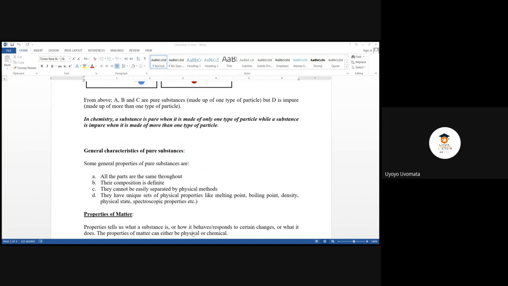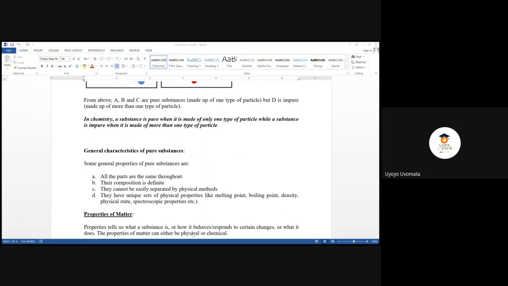Now, having stated this, we can consider some general characteristics of pure substances. Come with me as we consider them together. Of course, some of these we have mentioned in the course of our studies thus far. One of them is stated there: all the parts are the same throughout. Of course, that's what we mean by one type of particle. That's one general characteristic of pure substances.